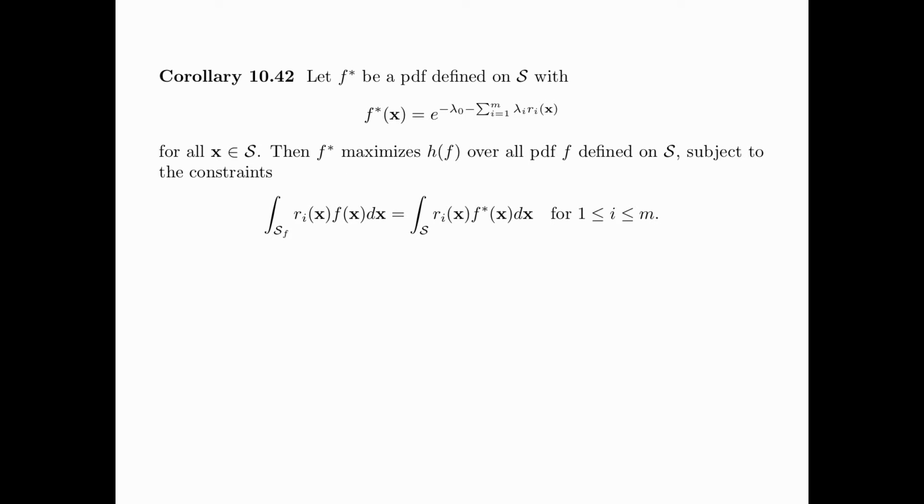Theorem 10.41 has the following corollary. Let f* be a PDF defined on S, with f*(x) being the same as we have seen before, where λ0, λ1, up to λm are arbitrary constants. Then f* maximizes the differential entropy over all density functions f defined on S, subject to the constraints: integrating R_i(x) f(x) dx over the support of f is equal to integrating R_i(x) f*(x) dx over the support S, for all i from 1 up to m.